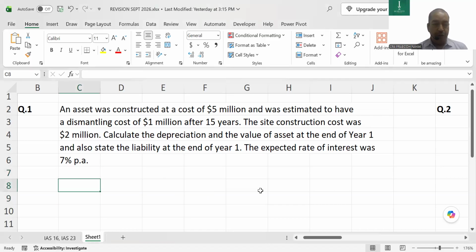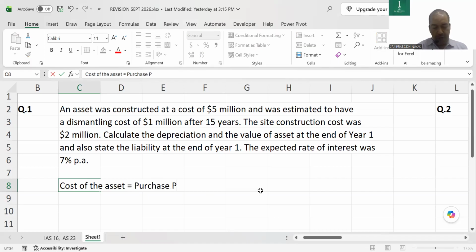Expected rate of interest was 7% per annum. Why have they given the rate of interest? Because that will be the discounting rate. Rate of interest is always the discounting rate. So let us start by writing the cost of the asset. What is the cost of the asset here? The cost of the asset is equal to purchase price plus site construction cost, that is given to us in the question, plus what else is there? There is a dismantling cost. For the dismantling cost, it is the present value of the dismantling cost.